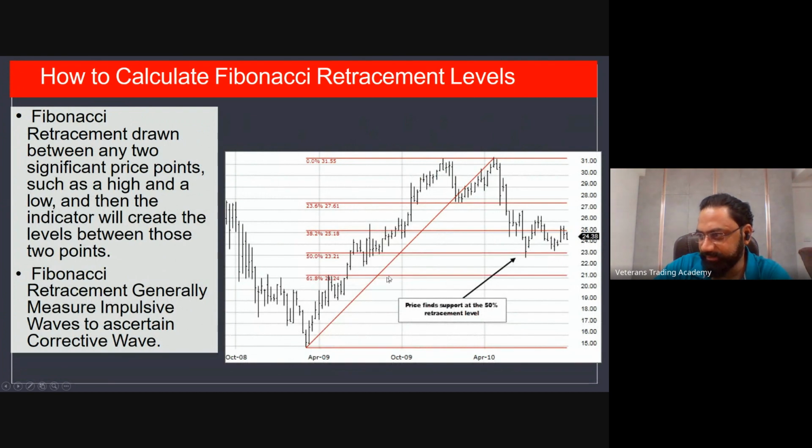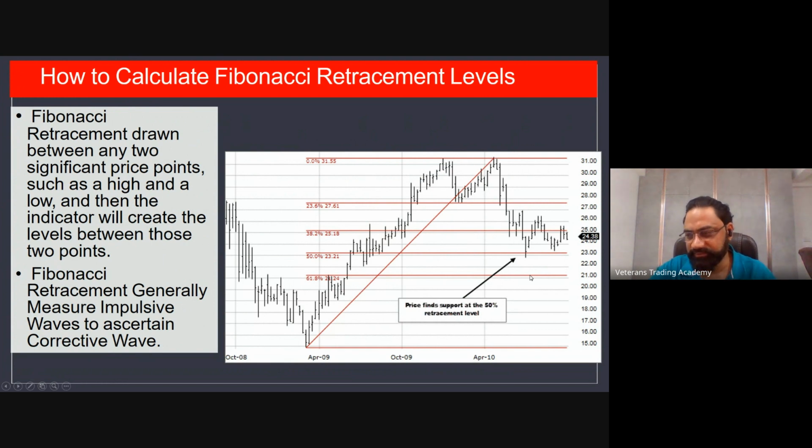So suppose this is the uptrend, and I will show at the end of the session how to draw these Fibonacci levels in Zerodha charts. So suppose this is the trend, you join this bottom point and the end point of an impulsive wave, and automatically these levels will come out in the chart. This is 23.6, this is 38.2, this is 50, and this is 61. It means the market may take support at this level, or at 38%, or at 50%, or at 61%.